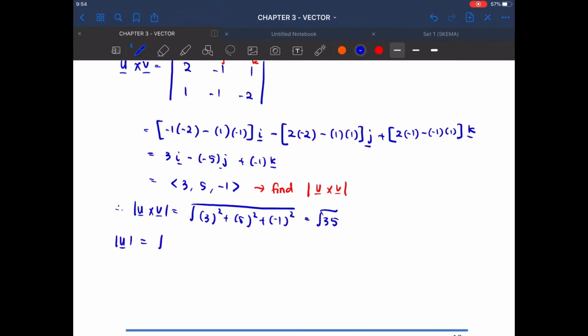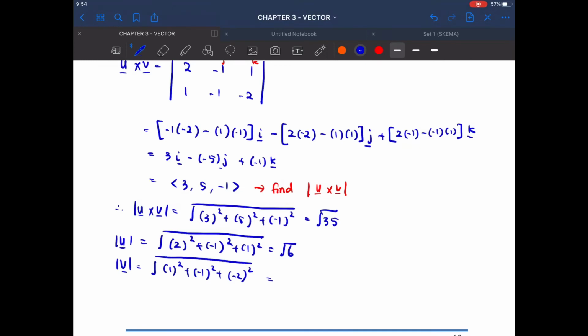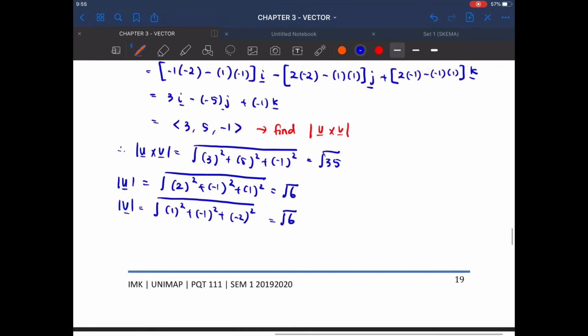So magnitude u is the square root of 2 squared plus negative 1 squared plus 1 squared, which is the square root of 6. Magnitude v is equal to the square root of 1 squared plus negative 1 squared plus negative 2 squared. So the same thing, the answer is the square root of 6. So now apply the formula.